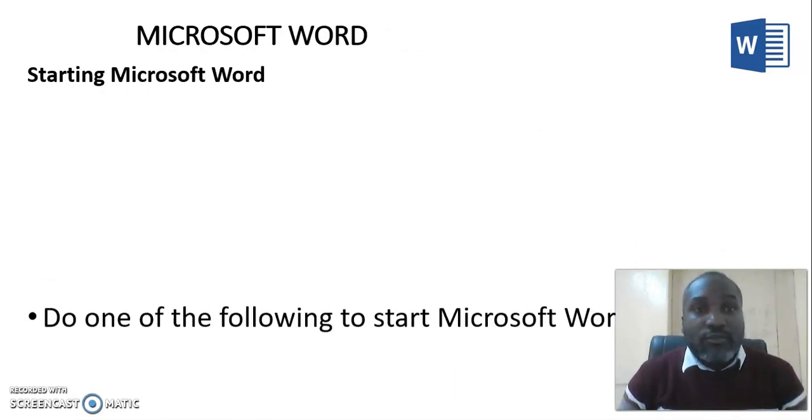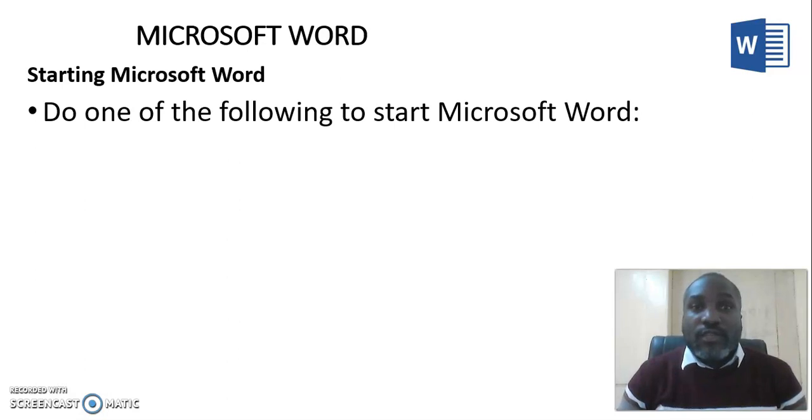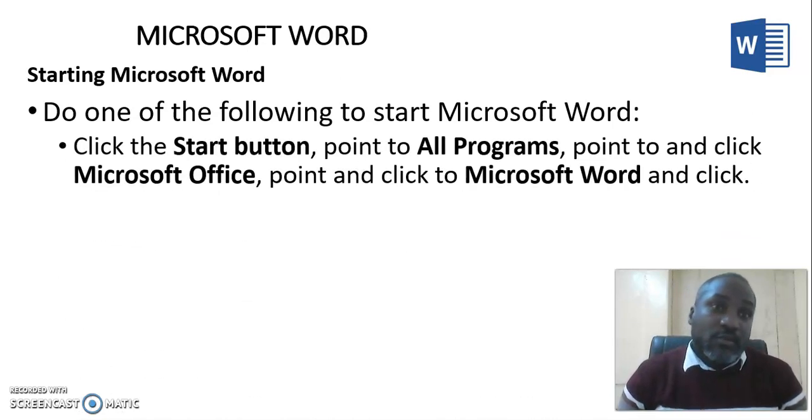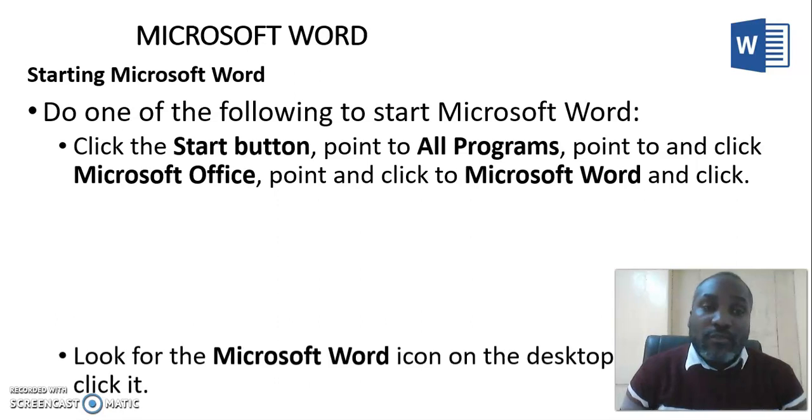Now, starting Microsoft Word, there are many ways that you can use to start up Microsoft Word, but we're going to look at three main ones. The first one is you click on the Start button, and then after that you're going to click on All Programs. After clicking on All Programs, you're going to click on Microsoft Office, and then after Microsoft Office, you're going to click on Microsoft Word. And then after that, you should expect your program to open.